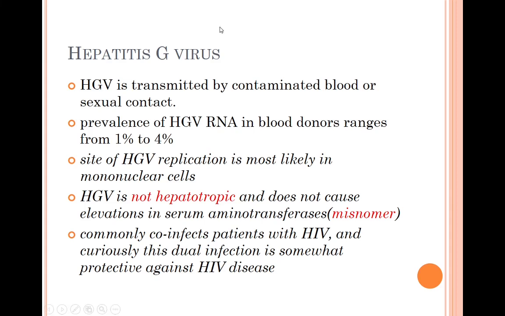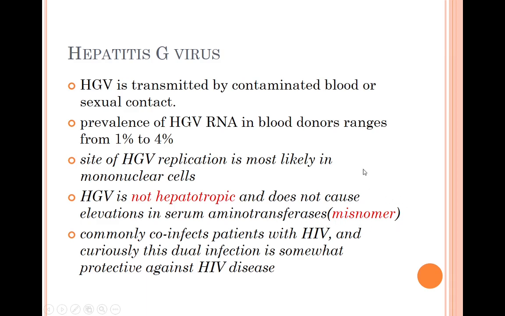In fact, hepatitis G virus is a misnomer. Okay, so remember the first slide I said hepatotropic viruses, and I did not mention G in that. Hepatotropic viruses are A, B, C, D, E. So here HGV is not hepatotropic, and it does not cause elevations in serum aminotransferases. That's why it is a misnomer.